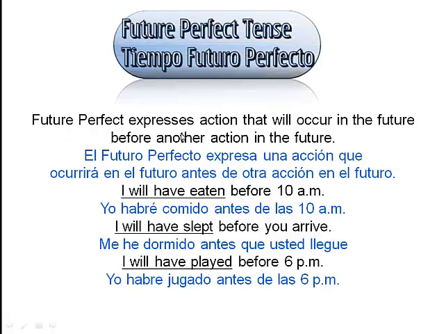Future perfect expresses action that will occur in the future, before another action in the future. I will have eaten before 10 a.m. I will have slept before you arrive. I will have played before 6 p.m.